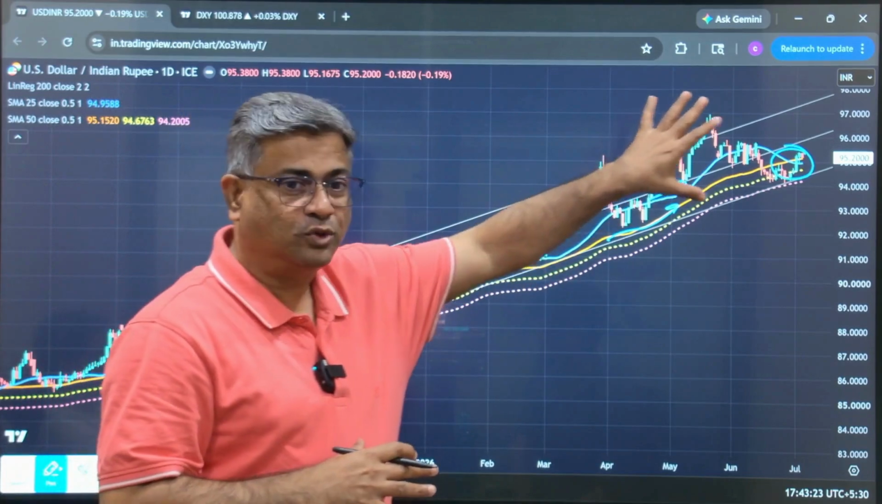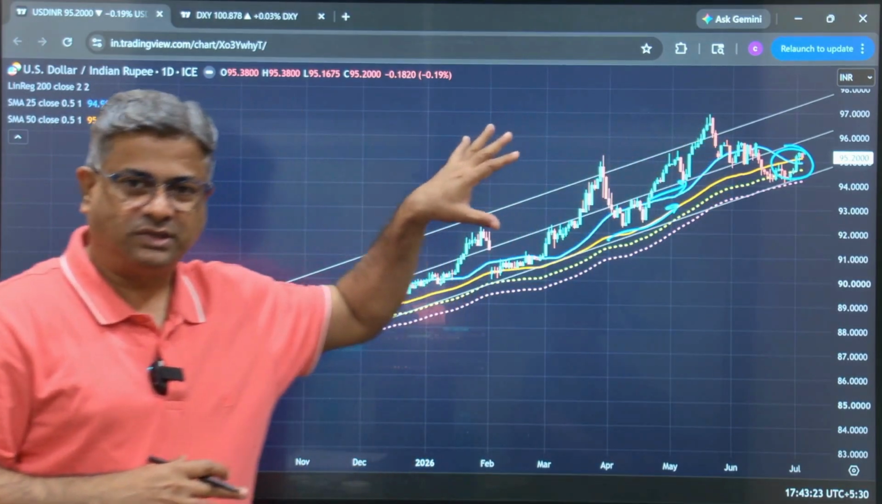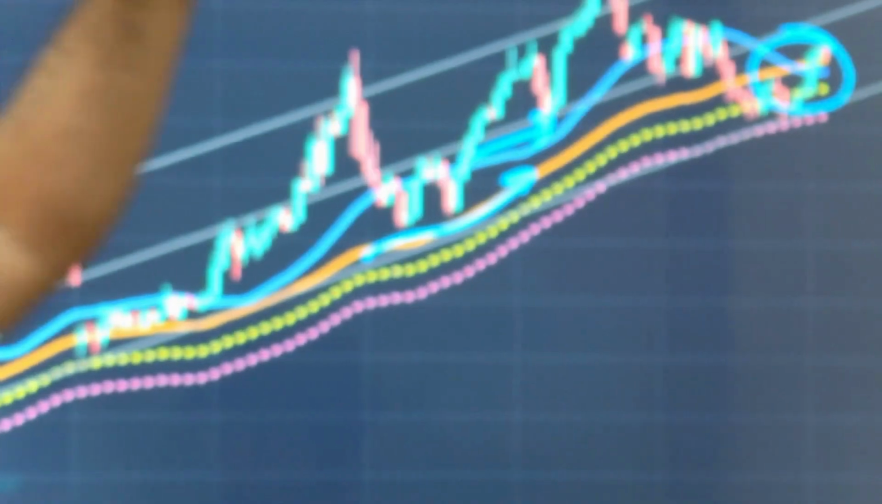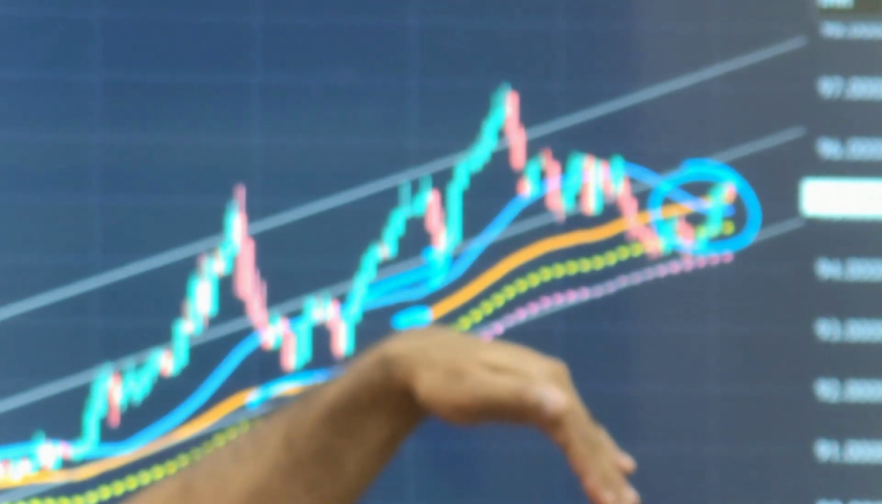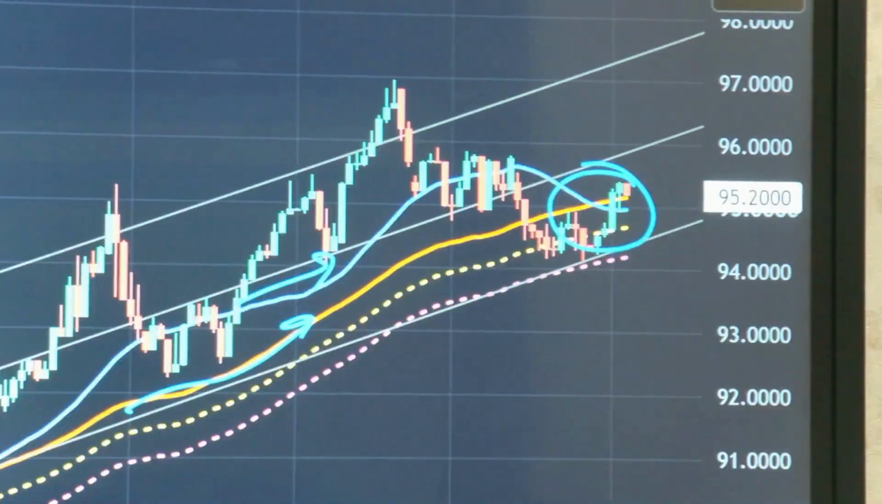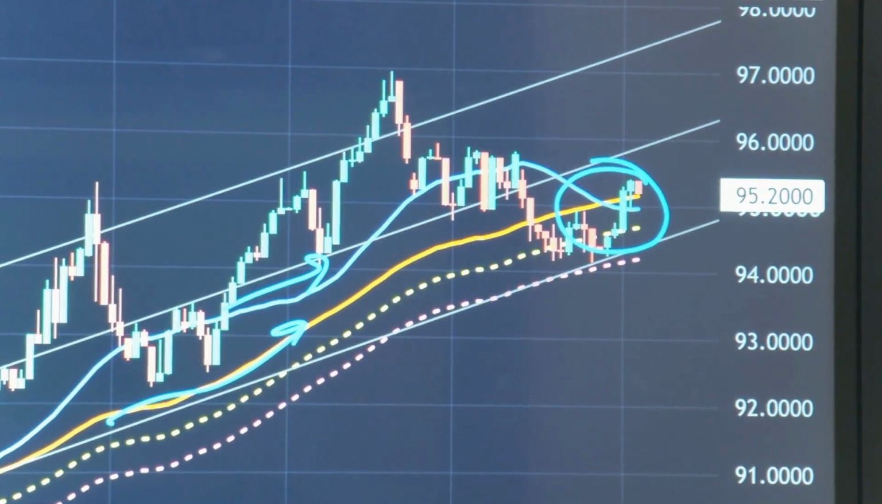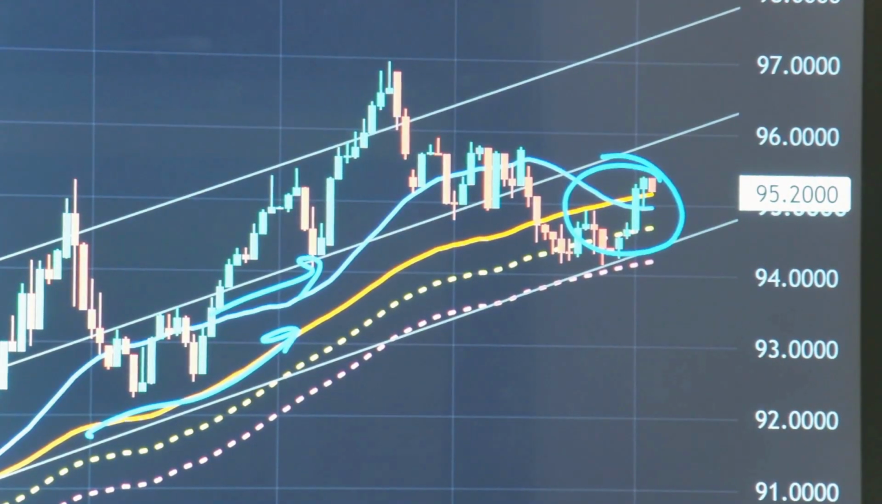I want you to zoom in here as well. This is some kind of a temporary signal, the 25-day crossing below the 50-day moving average, so a bearish signal. But we have seen such signals happening in the past. They have not been very conclusive, and we have either seen a sideways movement or resumption of the original trend. So let us come back to the long term slide.